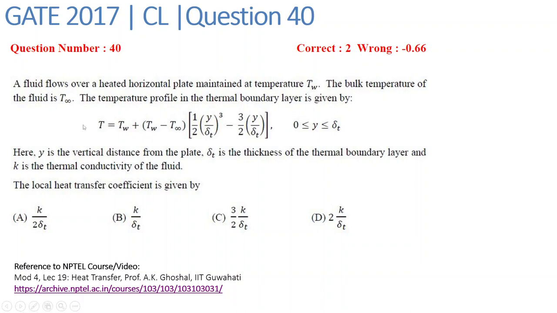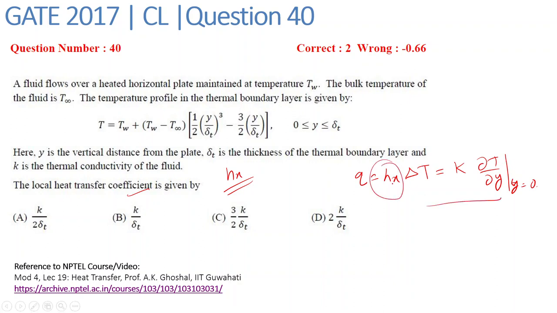So we have been given the temperature profile, and we have been asked to find the local heat transfer coefficient, that is Hx. So basically we know that Q will be Hx into delta T, and this will be equal to k del T by del y at y equal to 0. So we will be using this equation to find our Hx. This is the basic concept that will be used in the question. Now let's look at the video solution to know the detailed solution of this question.